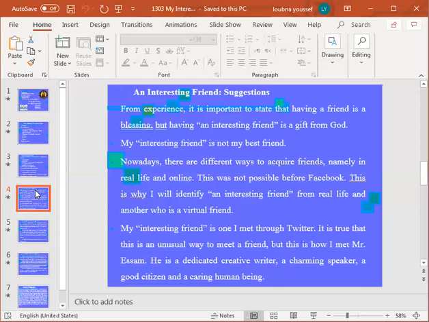Now, let me read the sentence again. Nowadays, there are different ways to acquire friends, namely in real life and online. And the following sentence provides an explanation that having online friends was not possible before Facebook. This is why I will identify an interesting friend from real life and another who is a virtual friend, a friend online. So here the writer introduces an idea that is different and therefore it catches the attention of the reader.